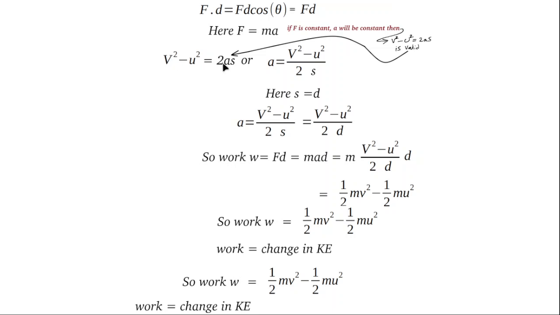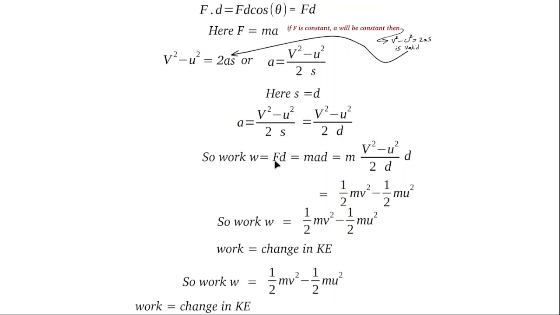V square minus u square equal to 2as means a is equal to v square minus u square by 2s. And here displacement s is equal to displacement d, so you are substituting d in place of s. Then this formula becomes a is equal to v square minus u square by 2s, which is v square minus u square by 2d.